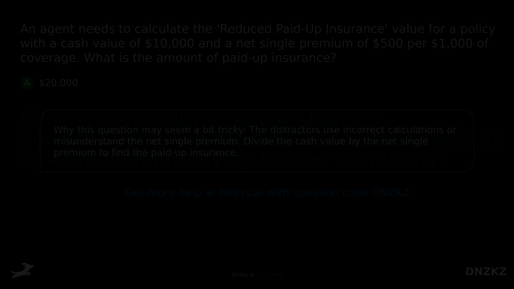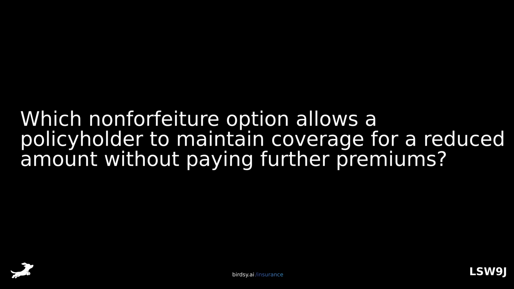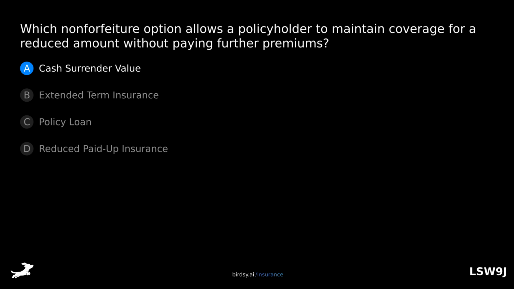Which non-forfeiture option allows a policyholder to maintain coverage for a reduced amount without paying further premiums? Is it A, cash surrender value, B, extended term insurance, C, policy loan, or D, reduced paid-up insurance?